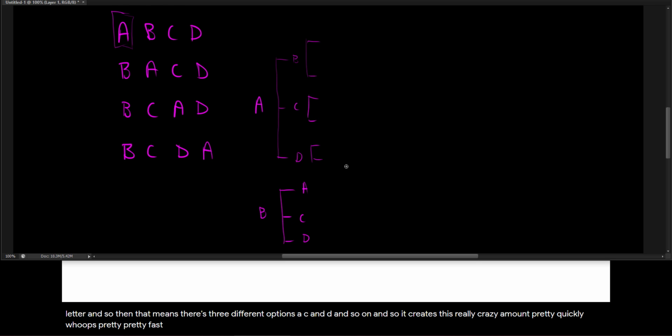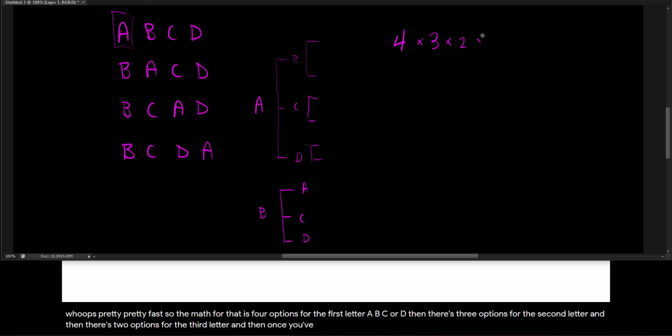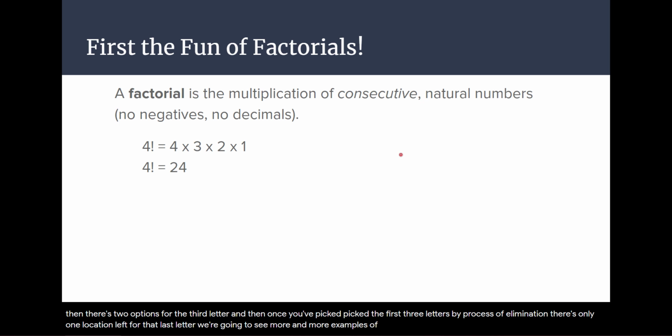Pretty fast. So the math for that is 4 options for the first letter: A, B, C, or D. Then there's 3 options for the second letter, and then there's 2 options for the third letter. And then once you've picked the first 3 letters, by process of elimination, there's only 1 location left for that last letter. We're going to see more and more examples of this. So if that particular example didn't make any sense because I went too fast, then just hold on.